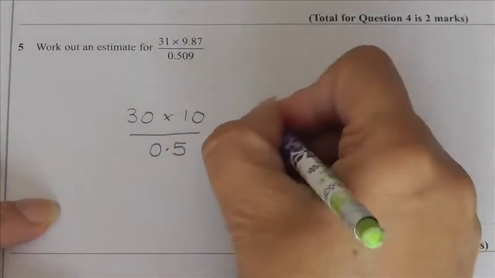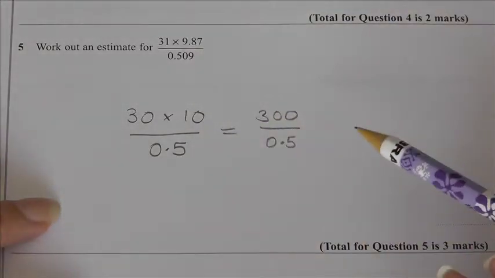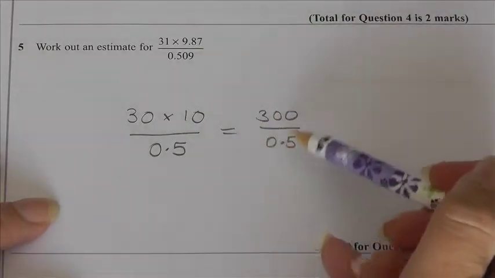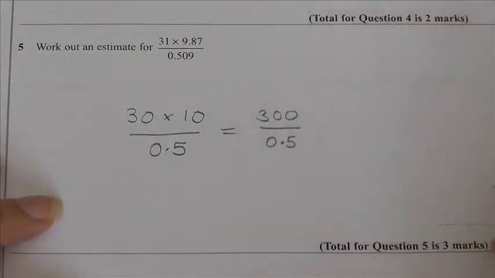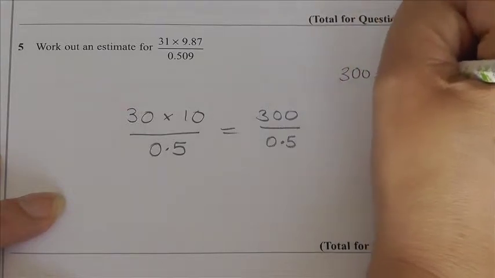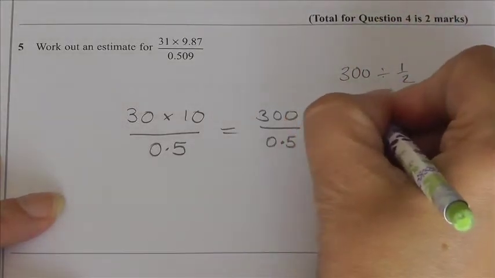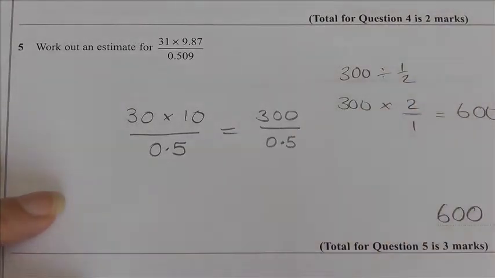Okay, this in turn becomes 300 divided by 0.5. And remember, if you're asking how many halves there are in 300, your answer is going to be double. So your answer becomes 600. Okay, if you want to see that with a fraction, if you did 300 divided by a half, you leave it, change it, flip it, and you can see where that 600 comes from.